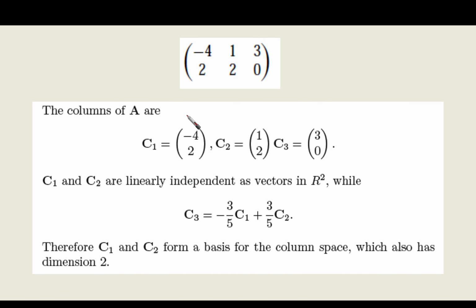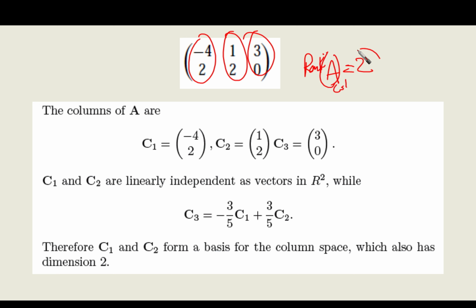Okay, let's go through the columns. We have now 3 columns and we want to know what is the rank of the columns. Actually, without going into the details, we should say that the column rank must equal what? Yes, equal to 2. The rank of A in terms of columns should be equal to 2. Why? Because the row rank is 2.